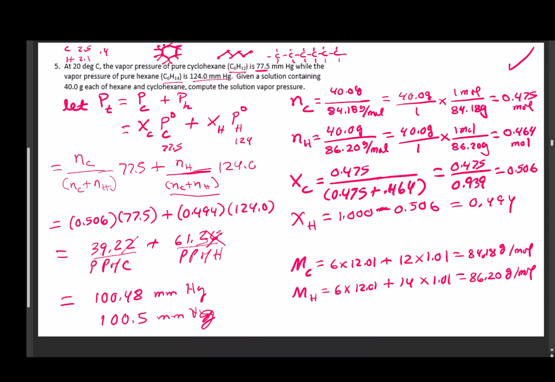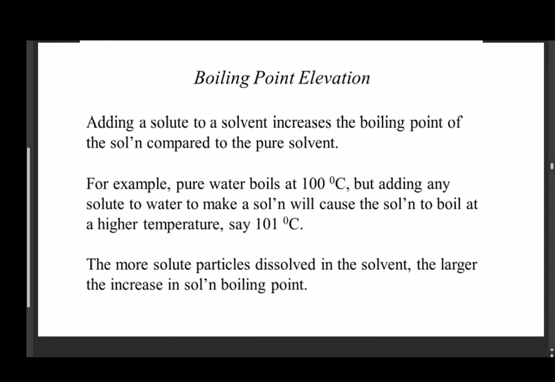On a test, I will count some problems for significant figures, usually 1 point, and others I won't care about it. All right, so we've reviewed Raoult's law. Let's go back and do freezing point depression and boiling point elevation.